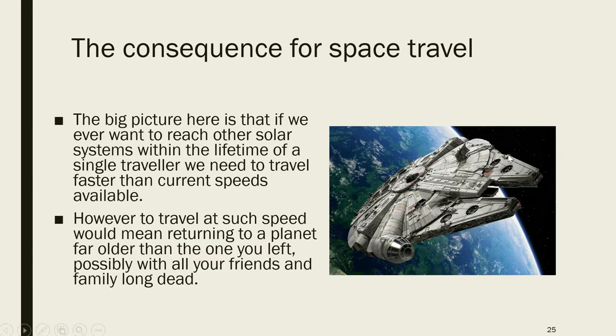The big picture is that if we do eventually reach really fast speeds and we can travel to different solar systems, then basically people that do set out on these voyages and expeditions, when they return, their friends and family are possibly going to have aged back on Earth, and you're going to come back and they might have passed away and be long gone. So that's a consequence for space travel. So it's not part of the course, but it's a cool thing to think about.